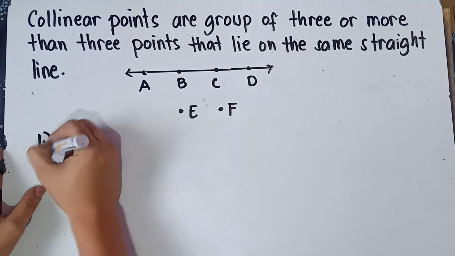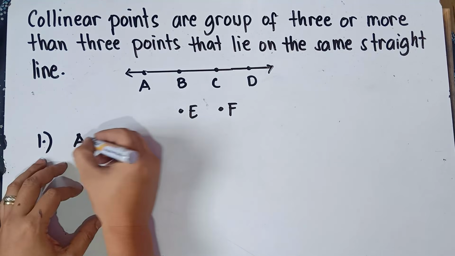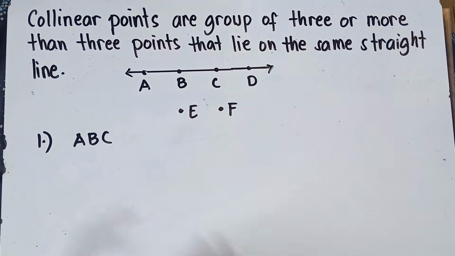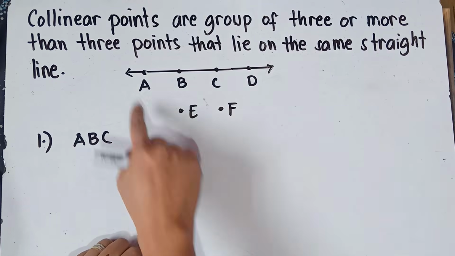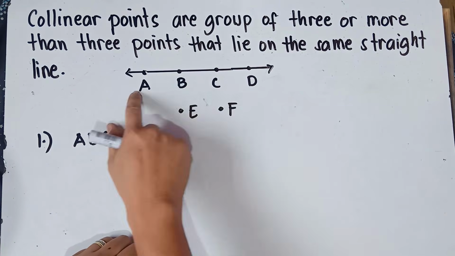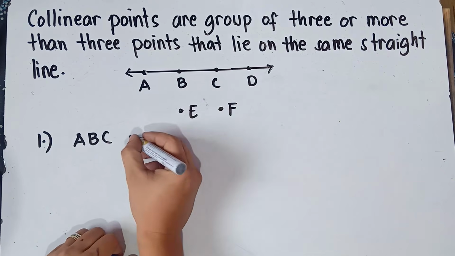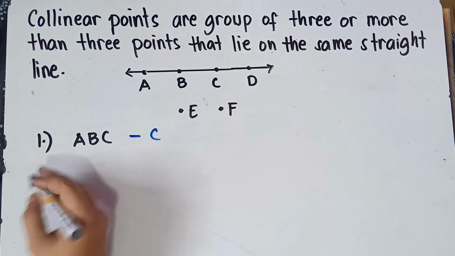So example number 1, points A, B, and C. Is it collinear points or non-collinear points? That's correct. It should be collinear points because A, B, and C lie on the same straight line. So this is collinear points. Example number 2.